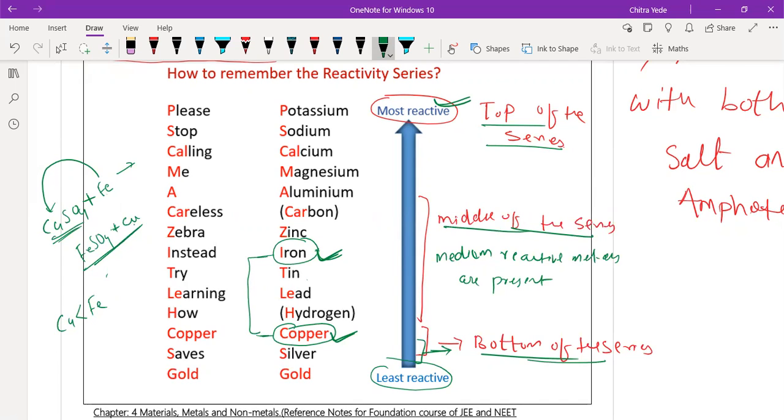Understood, beta? Yes, sir. Okay. Sir, is gold the least reactive metal in the world? Yes, gold and platinum. Okay, sir.